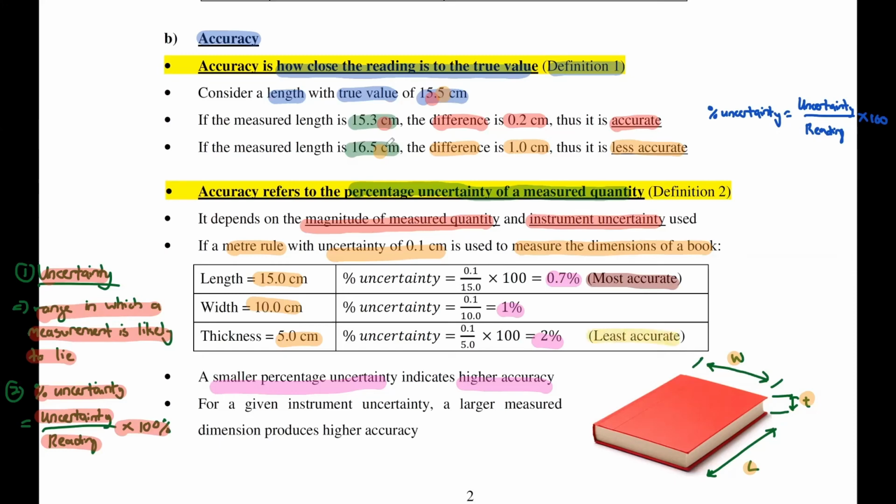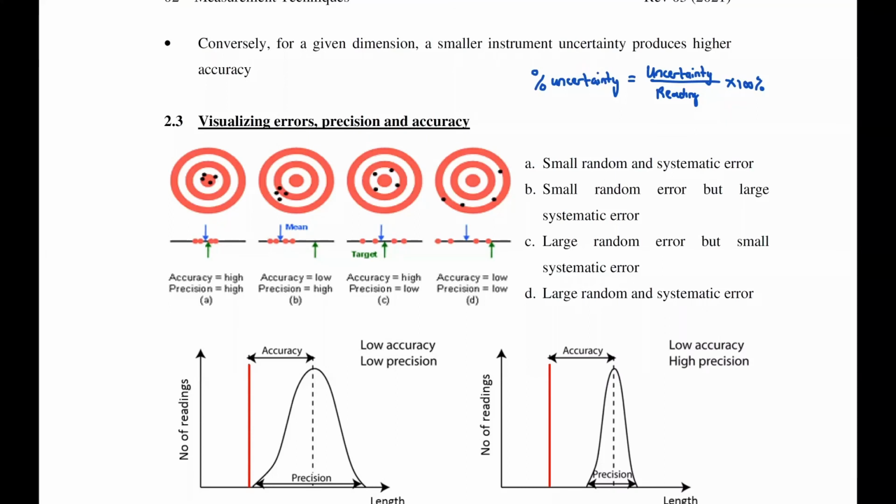Now, lastly, for any given instrument uncertainty, a larger measured dimension produces higher accuracy. If you look back at the definition of percentage uncertainty, you can see that if the reading is larger, the percentage uncertainty would be smaller. Therefore, it will be more accurate. On the other hand, for a given dimension, a smaller instrument uncertainty produces a higher accuracy. Looking at the equation over here, when the uncertainty is smaller, the percentage uncertainty is also smaller. So therefore, this leads us to have a higher accuracy.